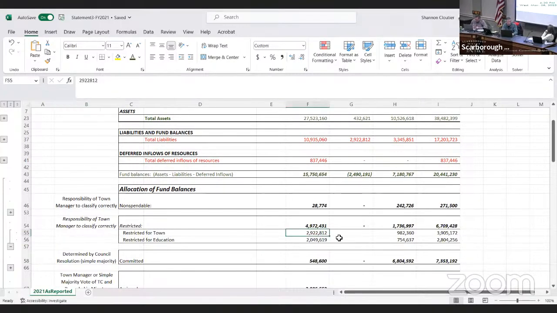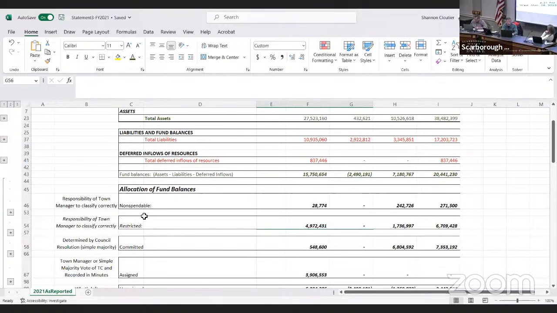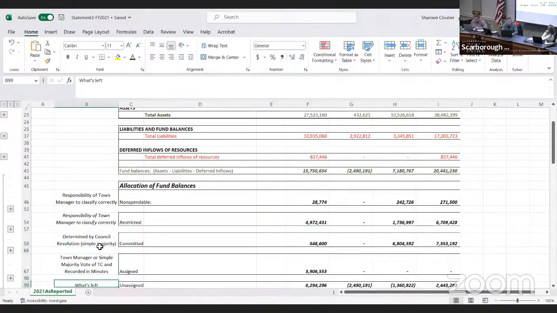Now, restricted, it's basically 2 numbers. I don't know if you remember that when we looked at the Higas Parkway, the 2.922812, that's the loan for the Higas Parkway that's showing up there under restricted for town. And restricted for education is basically the surplus from the school budget or the school operations. So the restricted and the non-spendable, we don't have much discretion over.